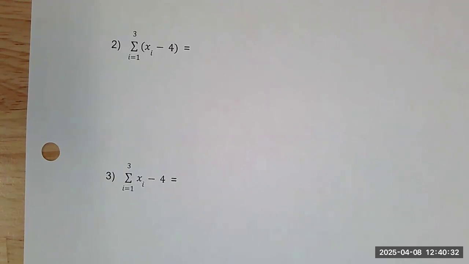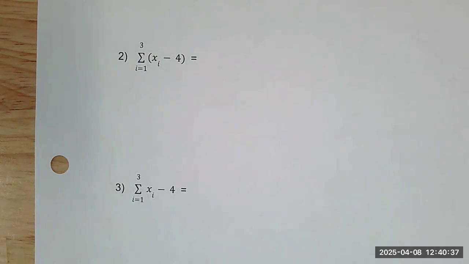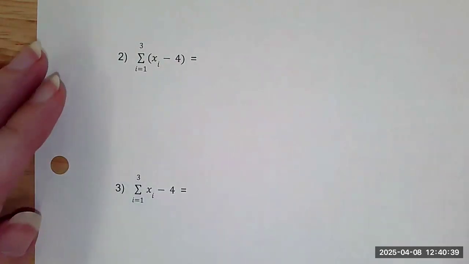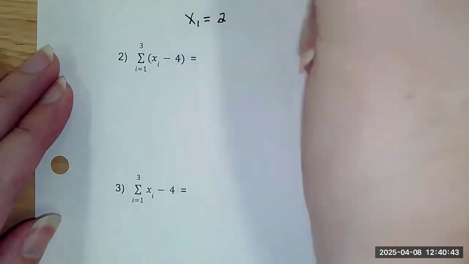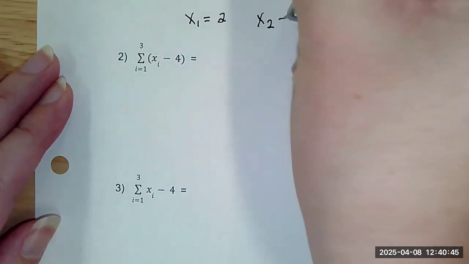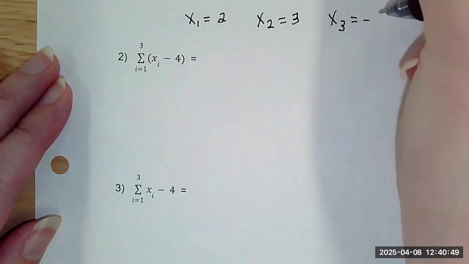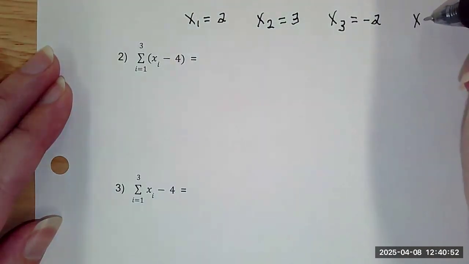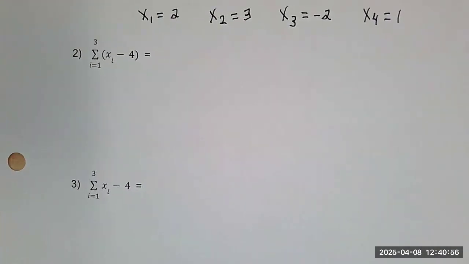Okay. This one says we're going to start at the first one. We're going to end at the third one. We're still using the same X values, which are hard to see now. So I'm going to write them down again so that I can see them better. My X2 is 3. My X3 is -2. And my X4 is 1. Okay, so we're going to use those 4 X's.